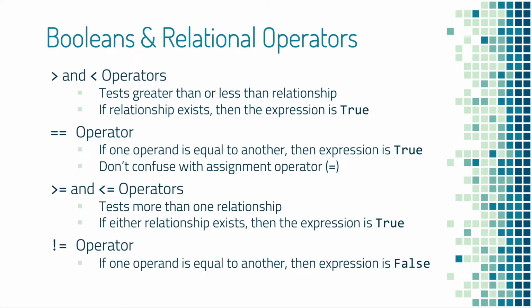If we want to check and see if something's the exact same, so we're saying if 5 is equal to 5, we say equal because, again, it's not the assignment operator, the single equal sign. If 5 is the same as 5, it results to true. But if I say 5 equal 2, it's going to result to false, because 5 is not equal to 2. We also have our greater than or equal to and our less than or equal to operators, which test more than one relationship at a time. If either of them exists, then the expression is true.